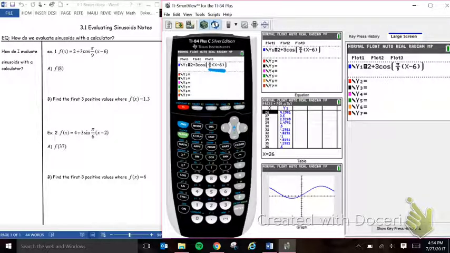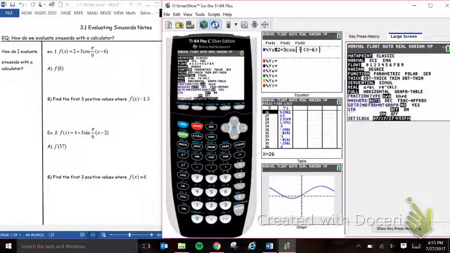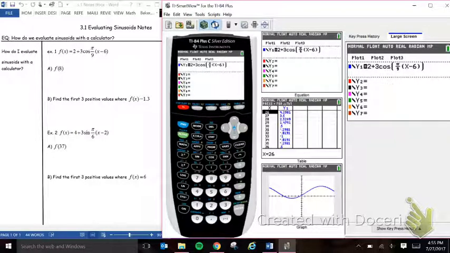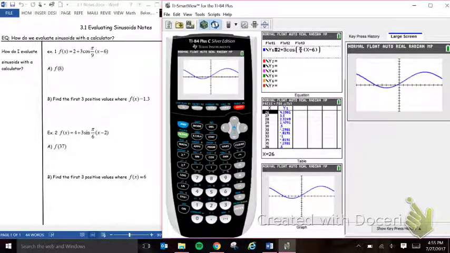The other thing to pay attention to is our mode. Since we have a pi over 9, our mode here should be in radians. So double check your mode and make sure that you're in radians. All right, so now let's go ahead and get a graph. This is just a standard window right now, so we'll see if this is enough for us to see our graph. It looks like it is.